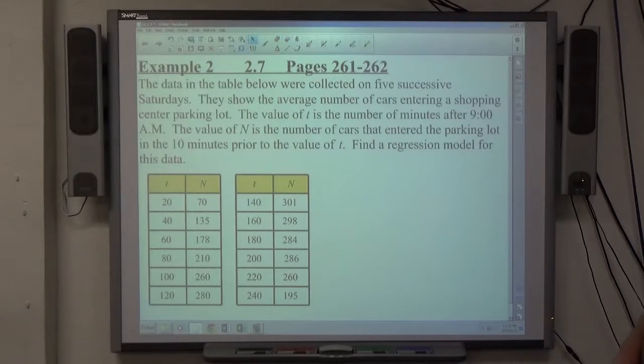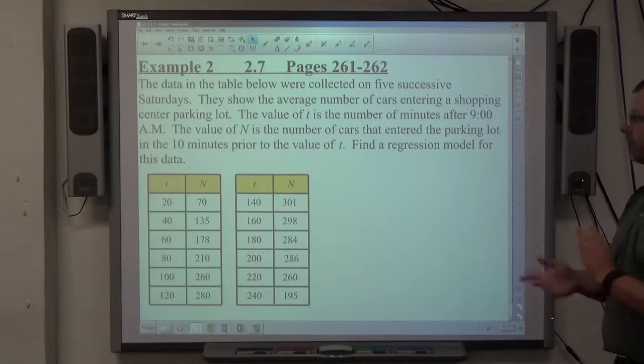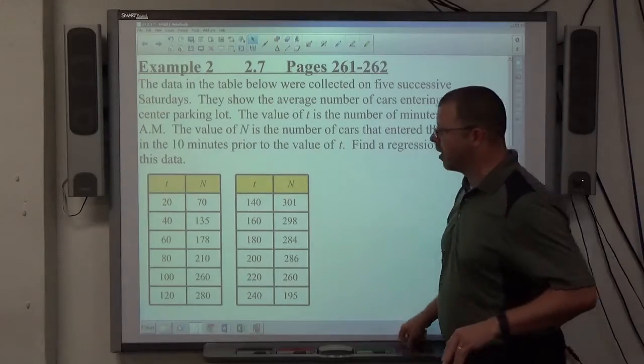Okay, for example 2, the data in the table below were collected on 5 successive Saturdays. They show the average number of cars entering a shopping center parking lot. The value of T is the number of minutes after 9 a.m. The value of N is the number of cars that entered the parking lot in the 10 minutes prior to the value of T. So let me just make sure that we understand what's going on here.